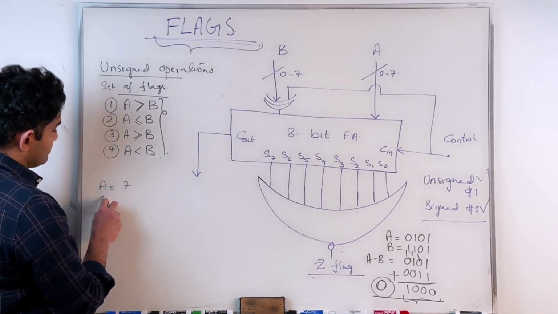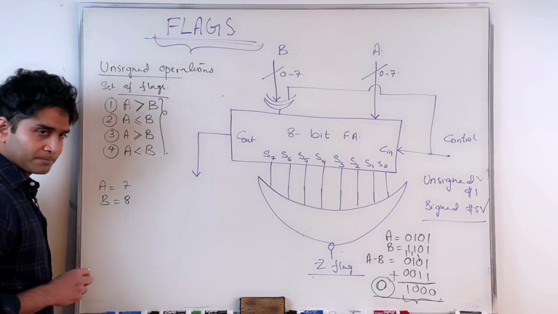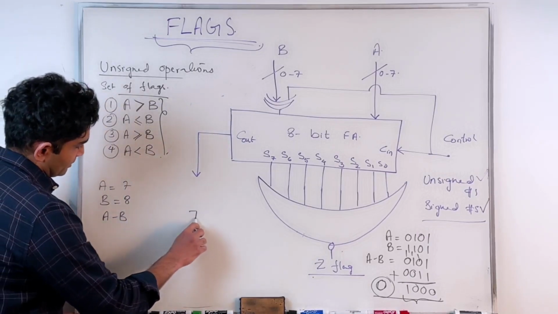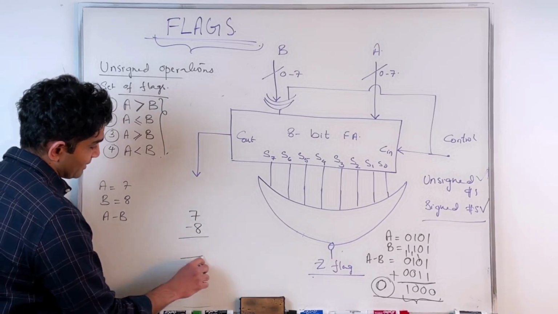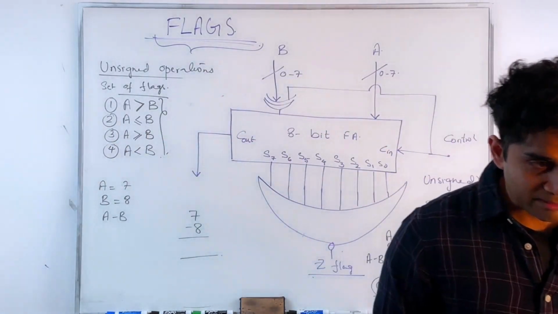A is 7, B is 8, let's say. I'm doing an A minus B operation, which basically says A is 7, and I'm subtracting 8 from 7. Can I do this? Obviously, 7 is less than 8.